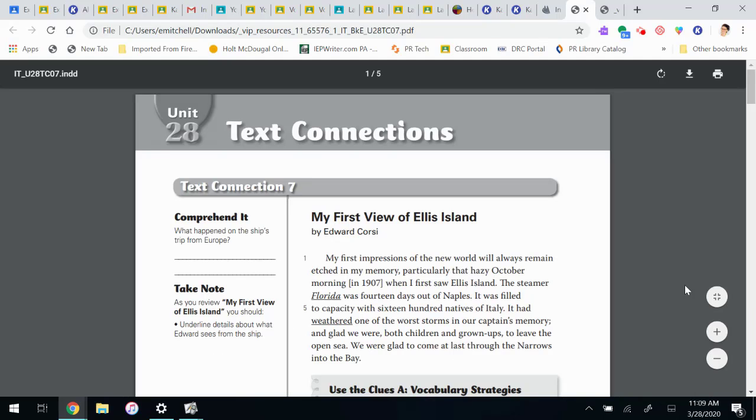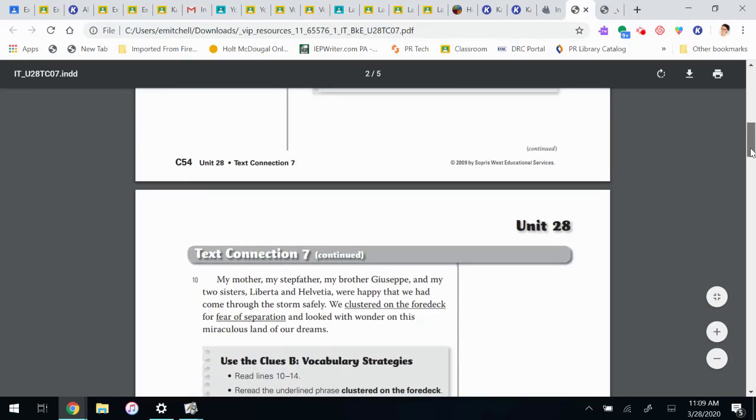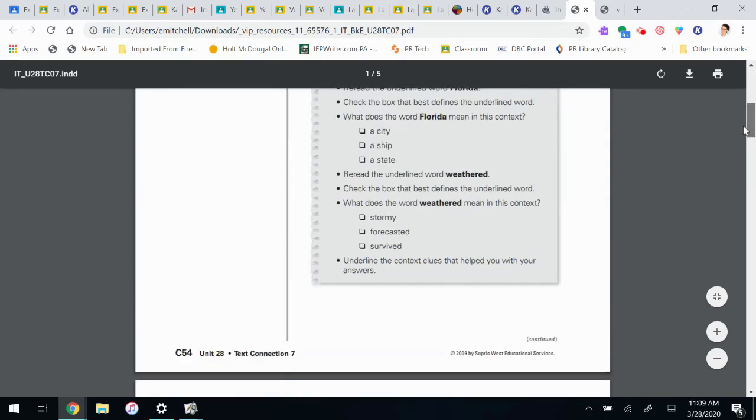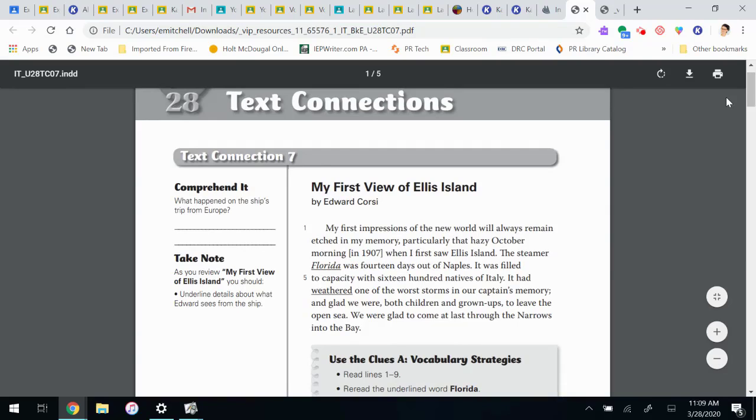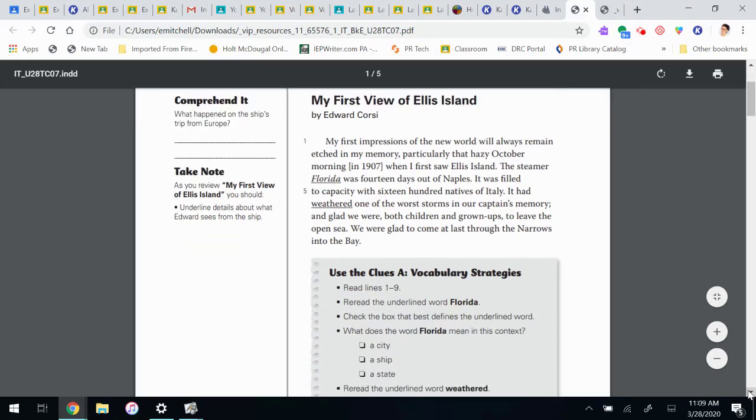Now we're going to work on vocabulary and morphology. Your goal here is to learn the meanings of selected vocabulary words before reading the text. I also want you to apply context-based strategies to determine the meanings of words and phrases. So we're going to look in your text connection number 7. This is on page C54 of your interactive text. We're going to look at the highlighted words and we're going to talk about their definitions. So let's go through this together.